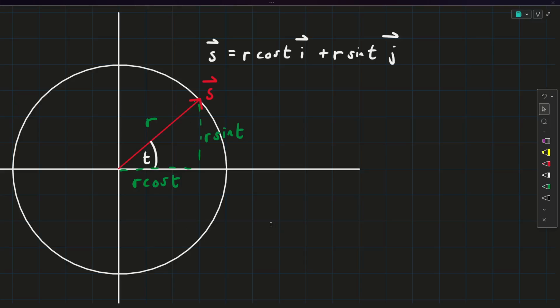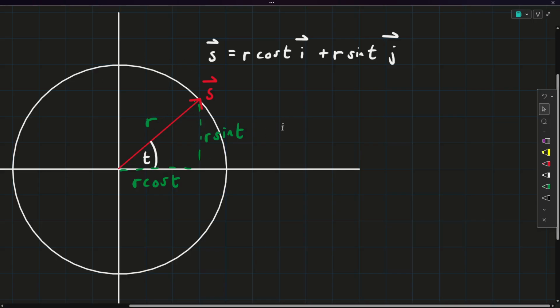Whenever we're thinking about angles, we should probably think about sine and cosine. And whenever we're thinking about sine and cosine, we should look at a circle. You could look at the unit circle, but I'm just going to look at a circle with radius r to keep this a little bit more general.